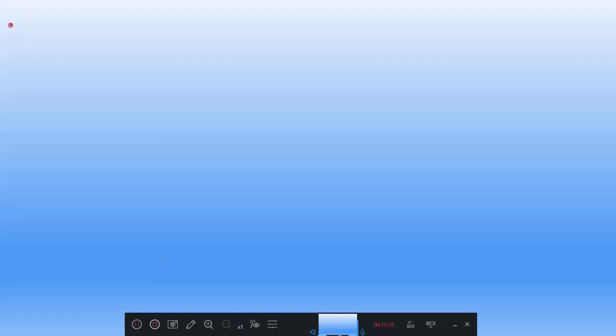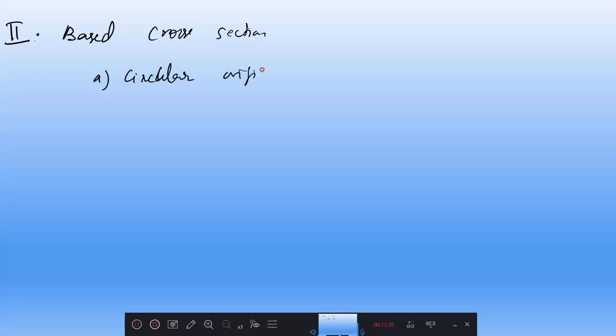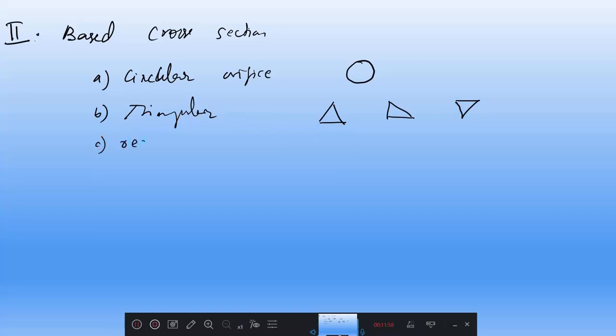Okay, the second classification is based on cross section. Now, you already know we have the circular orifice, which looks like a circle. Then the second one is the triangular orifice. It looks like a triangle. Again, the triangle may have different shapes. The third one is the rectangular orifice, and the fourth one is the semicircular orifice. Like that you can write many names for the cross section, and you can have openings for them, right? This is the second classification.